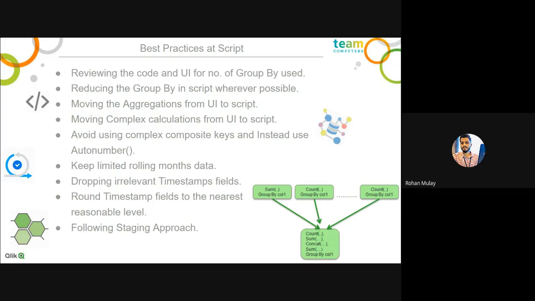Because if you consider the entire timestamp, the uniqueness in that particular field is increased. You are considering a lot of unique data and it is increasing the application size. So this is around timestamps. That is what is mentioned there: round timestamp fields to the nearest reasonable level. Following the staging approach, we have already seen it.